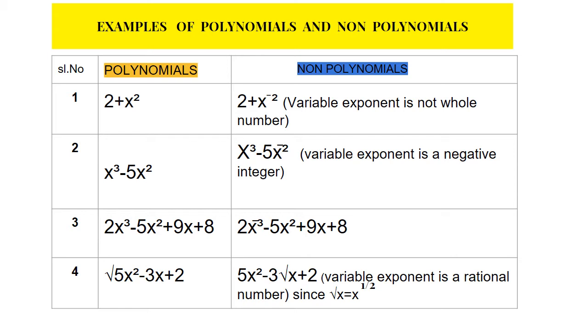Now if we write this root x in exponential form, we get x to the power of 1 by 2. Here the exponent is 1 by 2. This 1 by 2 is not a whole number or a non-negative integer, it is a rational number. That's why this algebraic expression is a non-polynomial.